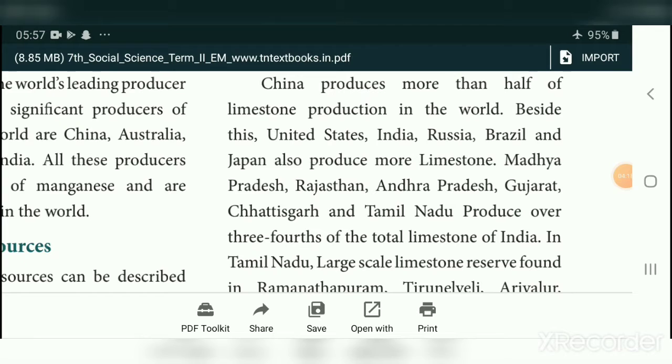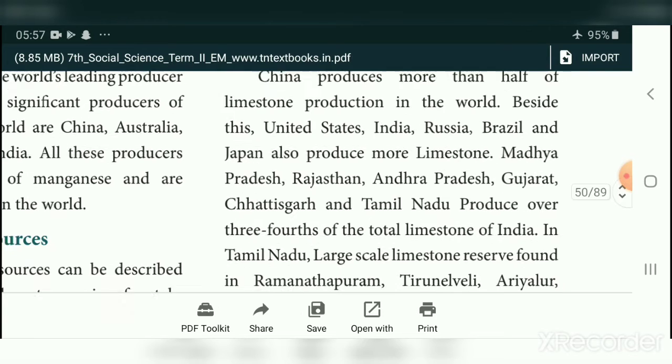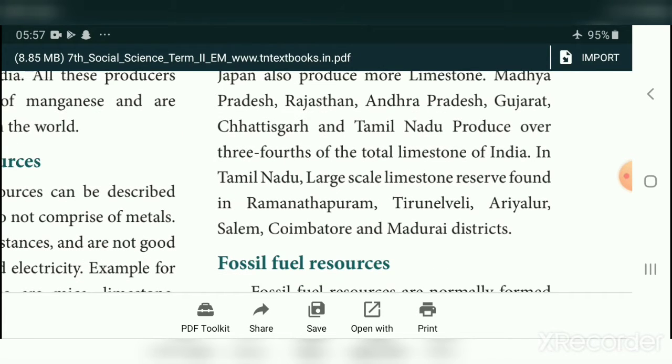Regarding limestone, China produces more than half of the limestone production in the world. So in mica and limestone also, China occupies the first place. Besides this, United States, India, Russia, Brazil and Japan also produce more limestone. In India, Madhya Pradesh, Rajasthan, Andhra Pradesh, Gujarat, Chhattisgarh and Tamil Nadu produce over 3/4 of the total limestone of India. In Tamil Nadu, large-scale limestone is found in Ramanathapuram, Tirunelveli, Ariyalur, Salem, Coimbatore and Madurai districts.